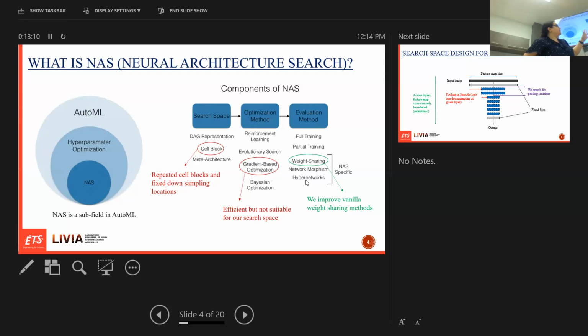After we do the optimization, we have to have a method to evaluate the different candidate architectures that we have, so that we can rank them and select the best. One of the most efficient methods is using weight sharing. In this work, we also use weight sharing, but we improve on the vanilla weight sharing methods.